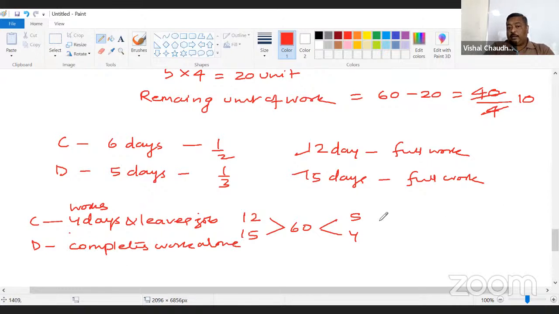D completes work alone. So how many days is D taking? So we have 5 units he is doing per day. So in 4 days, how many units is he going to do? 20 units. Remaining units will be 40. 60 minus 20 is 40. Who is going to do it? D, working alone. So he will take how many days? 10 days.